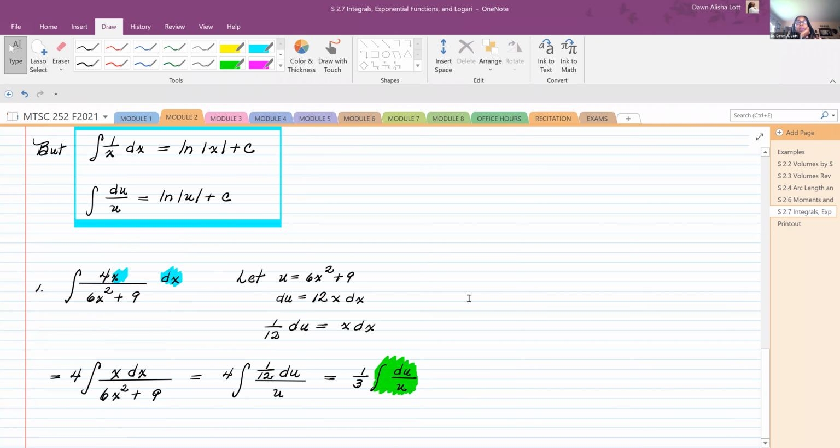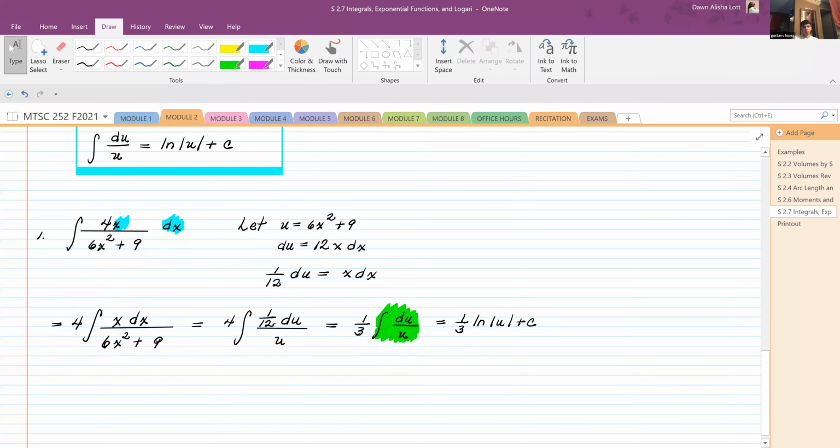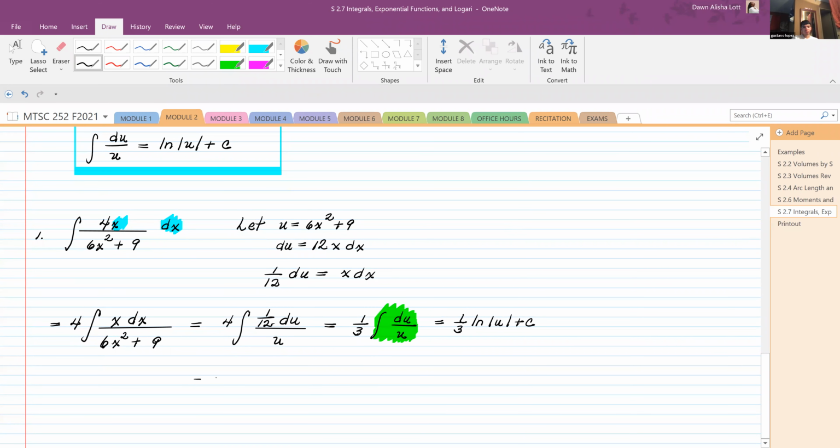Okay, we're gonna finish number one now. So how do I do that integral? Would it be 1/3 ln of absolute value of u plus c? That's correct. Okay, but what is u? 6x squared plus 9. Okay.